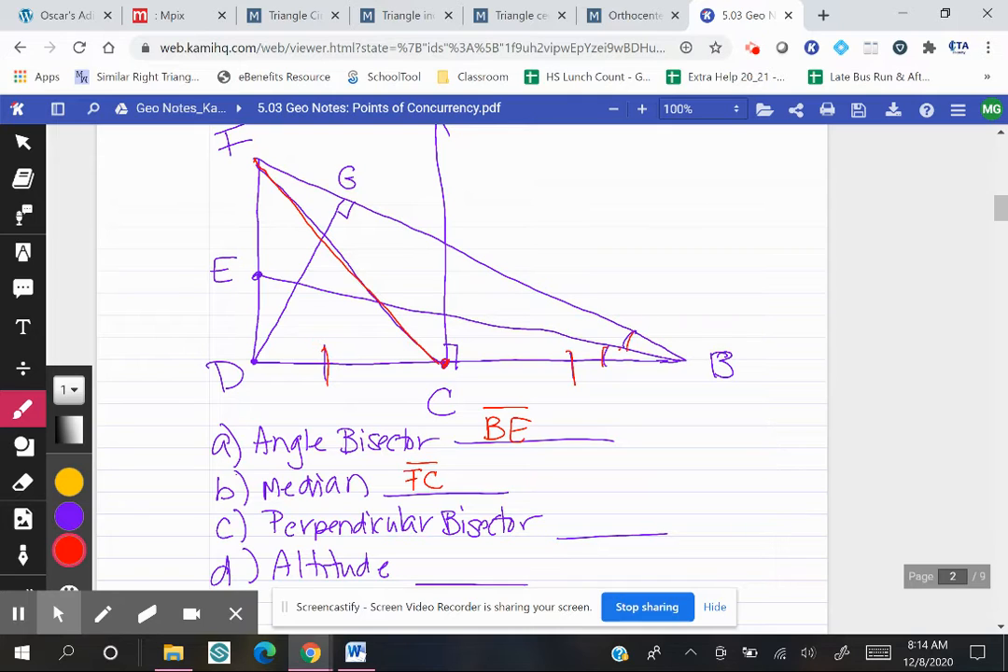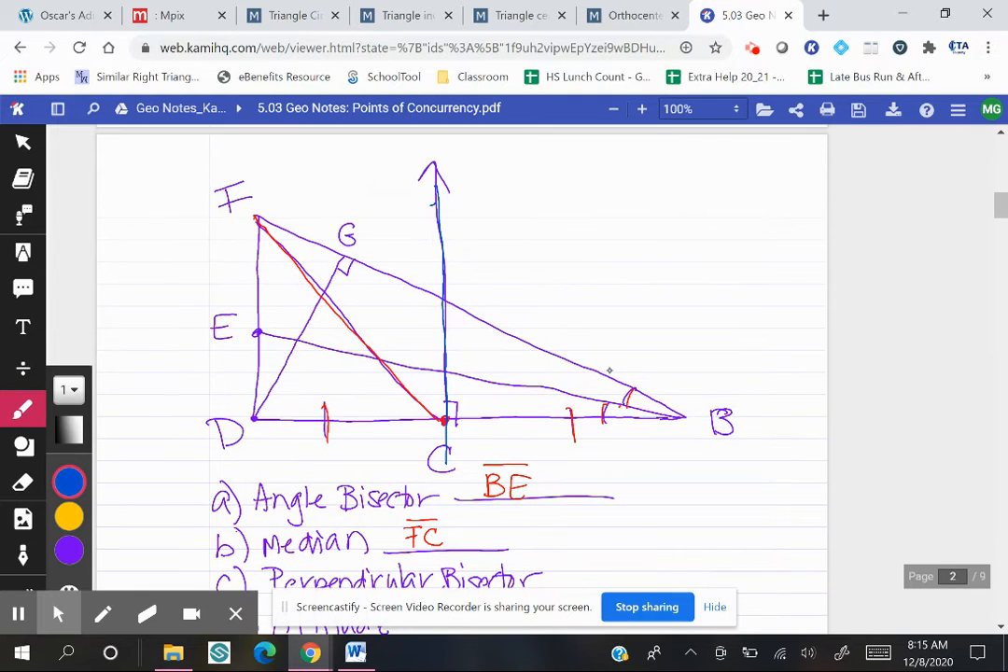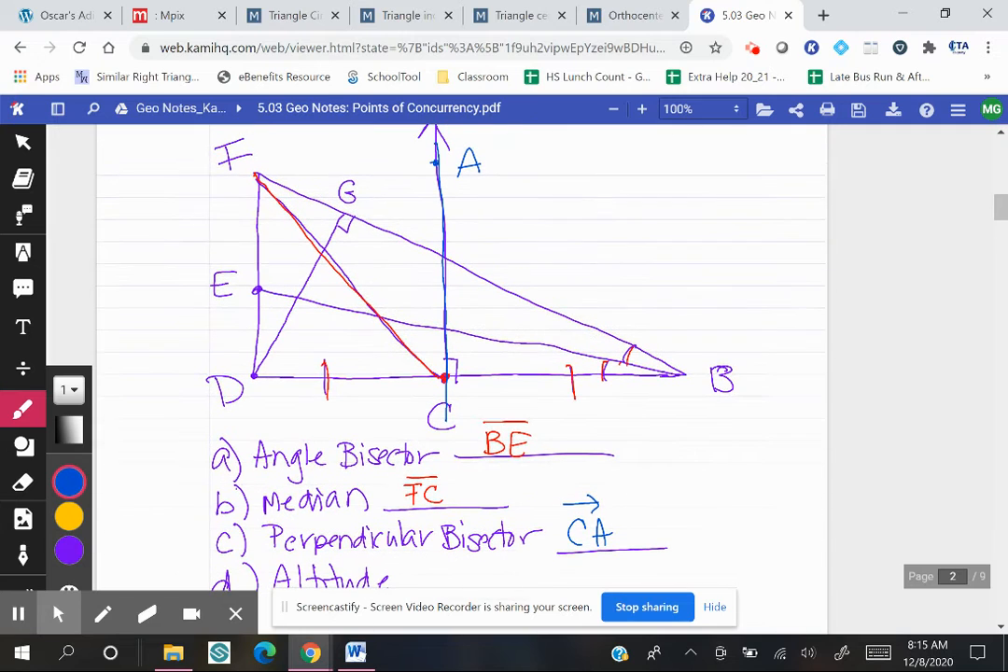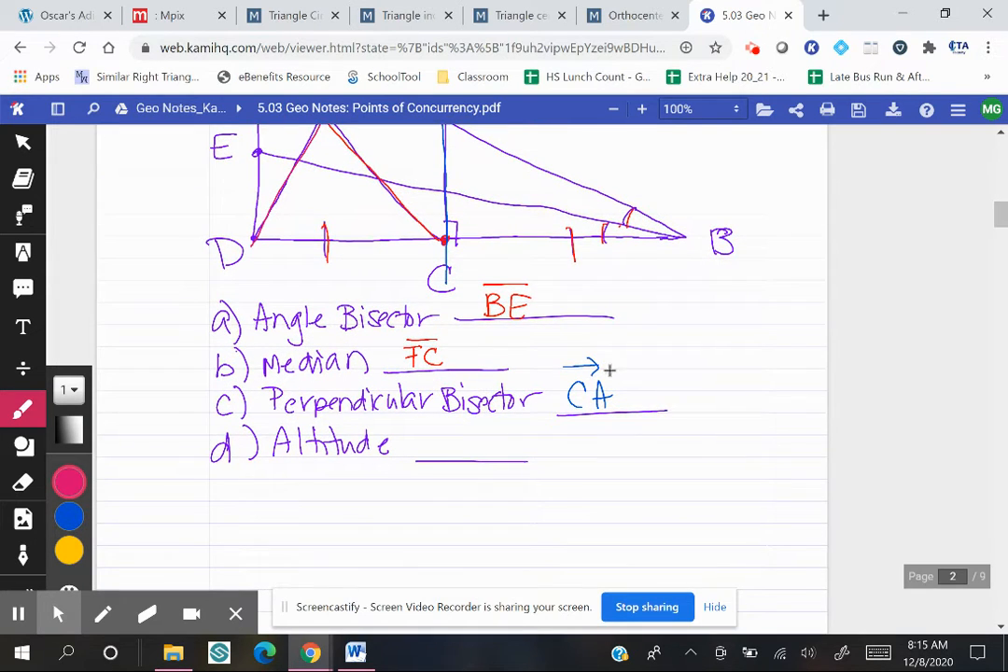For your perpendicular bisector, remember that's the only one that does not need to go through a vertex. And a perpendicular bisector must be perpendicular and bisect the side. So that's going to be right here. We have a line perpendicular and bisecting. So that line is, I didn't give you a letter here. That's A. So that would be ray CA. And then our altitude is drawn from a vertex and is perpendicular to the opposite side. So that would be right here, your segment DG.